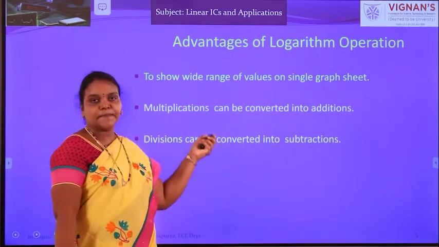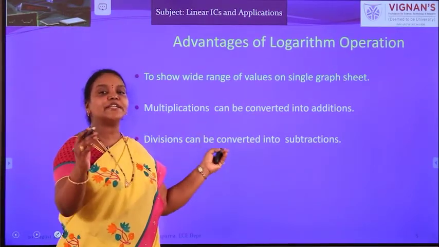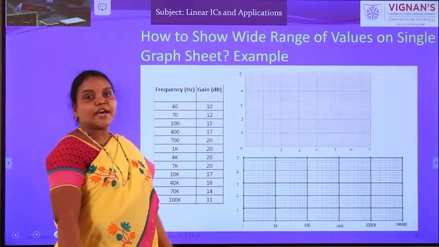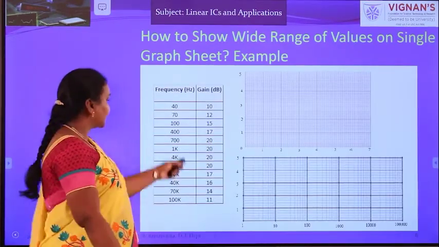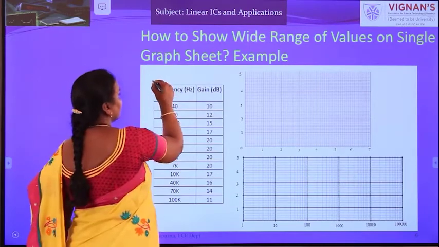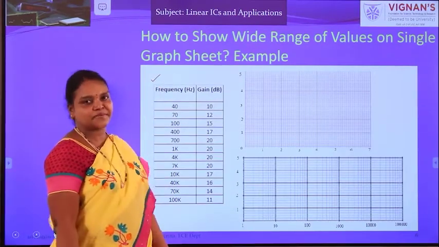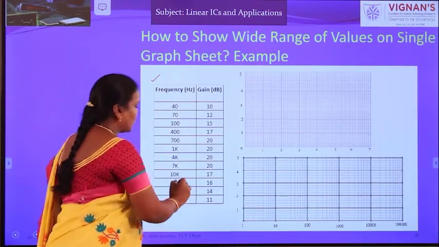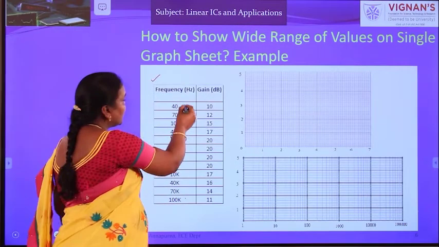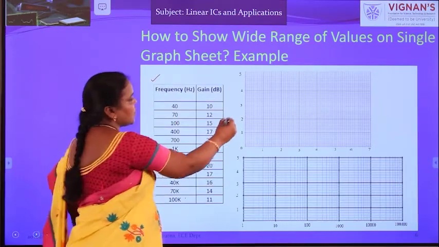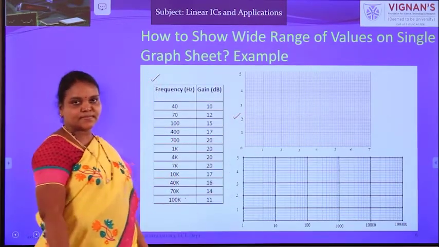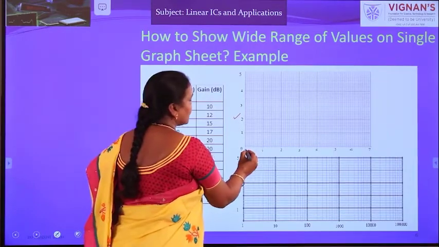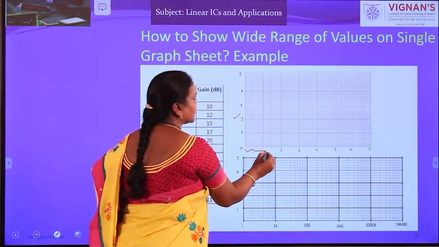First let us see how it shows a wide range of values on a single graph sheet. We are taking our own example. Let us consider this is the frequency response of an amplifier, starting from 40 Hz to 100 kilohertz. Are you able to place these values on this normal graph sheet? What scale do you have to take? Suppose I take each 1 unit equal to 100 Hz.